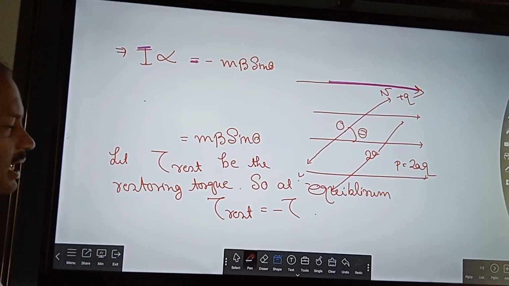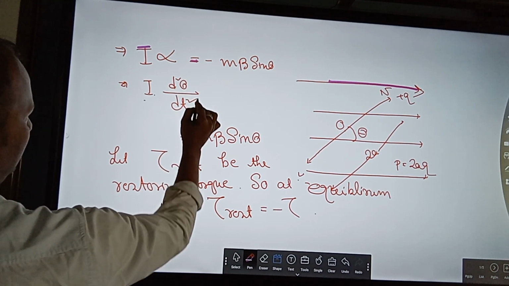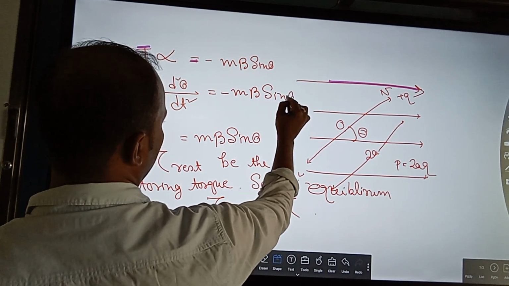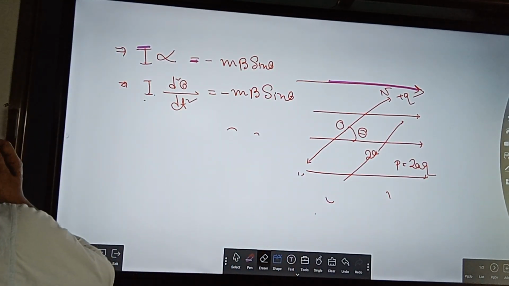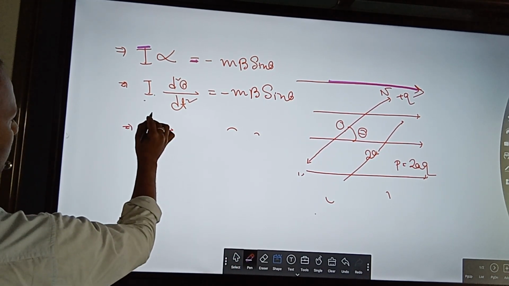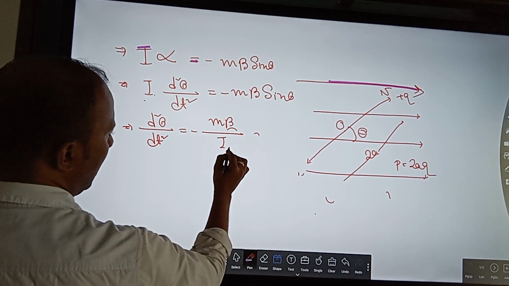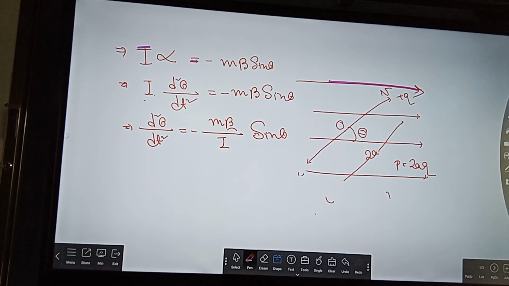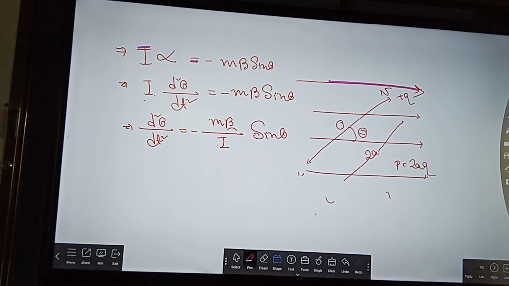Here alpha denotes the angular acceleration. So we can write I alpha as I d square theta by dt square, is equal to minus mB sine of theta. This implies d square theta by dt square is equal to minus mB by I sine of theta.